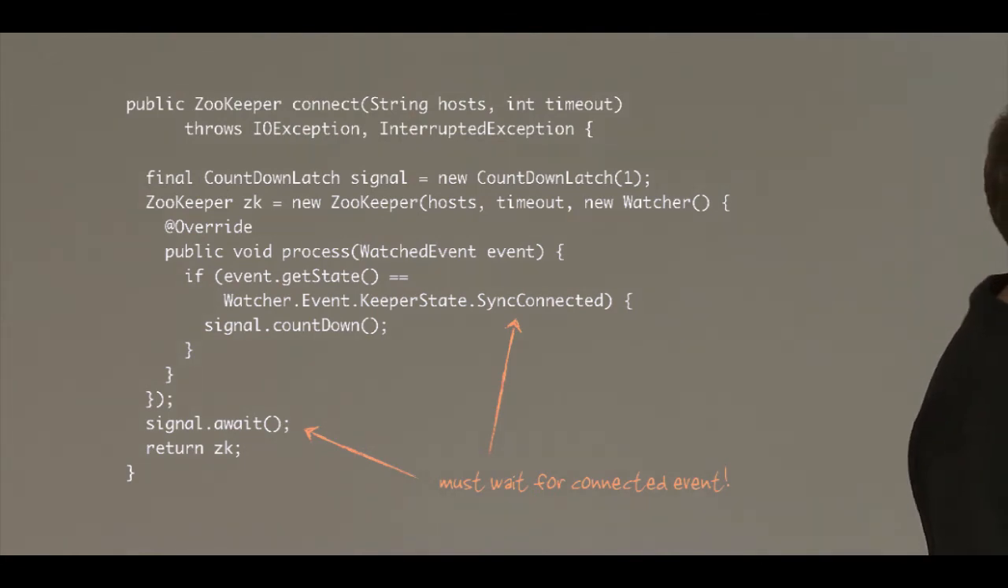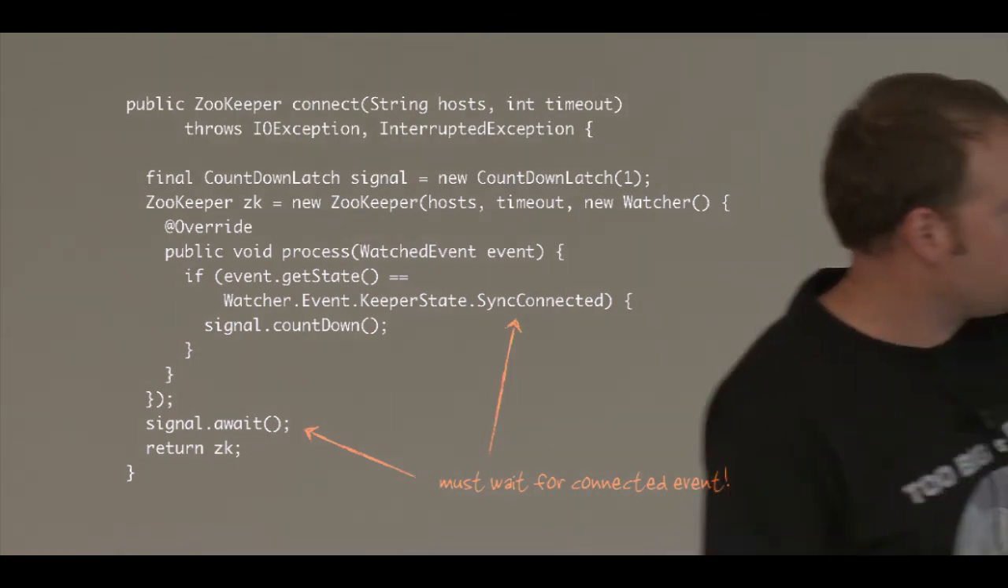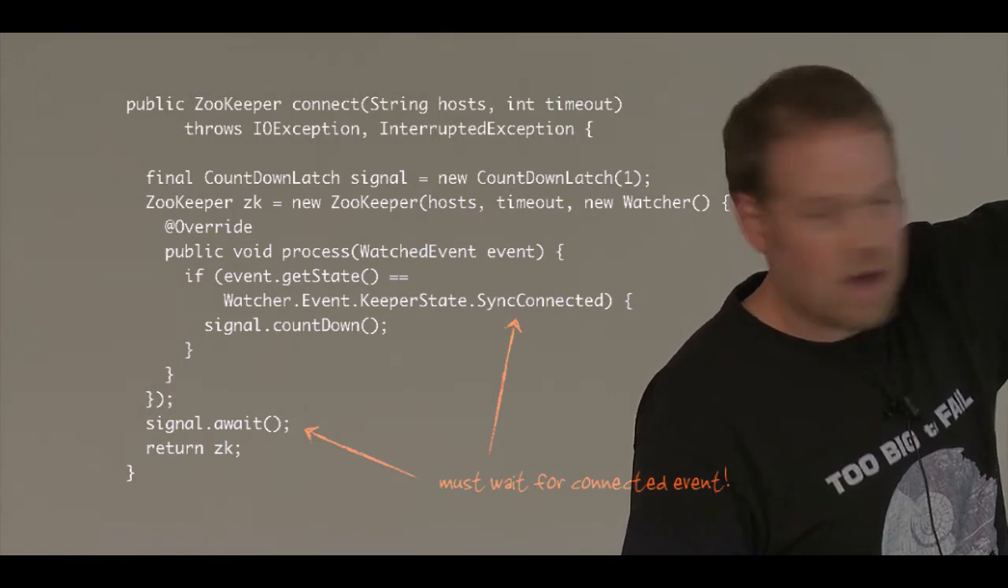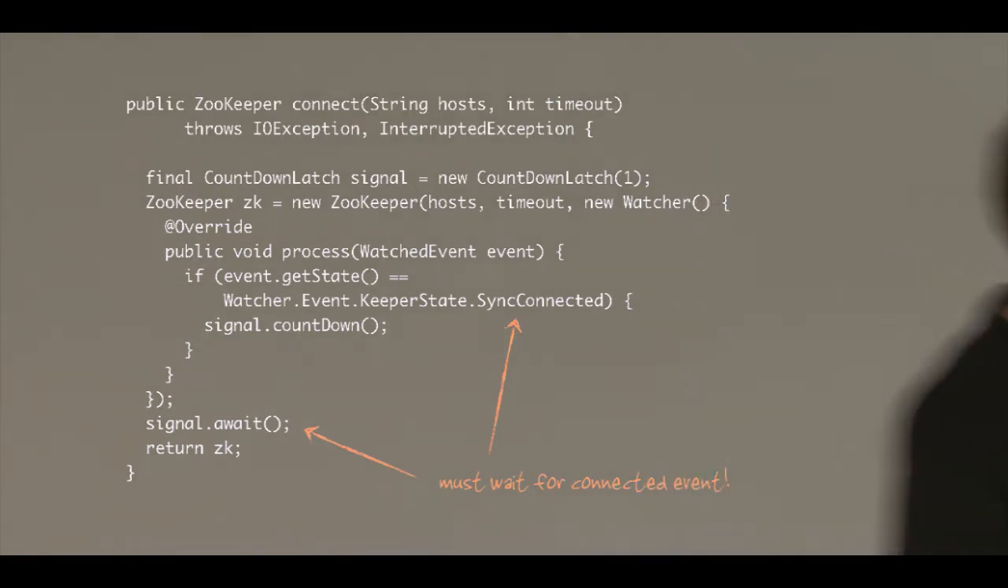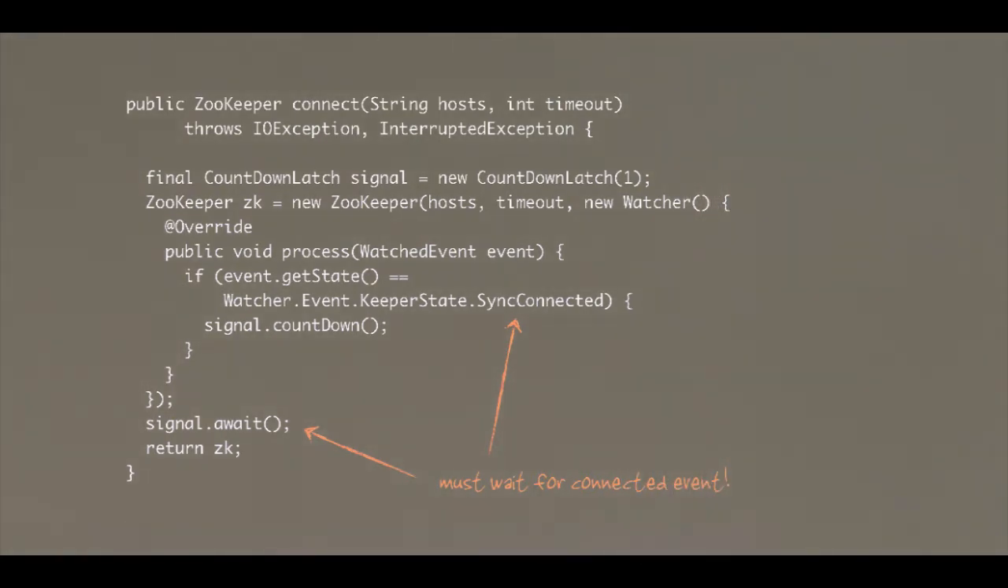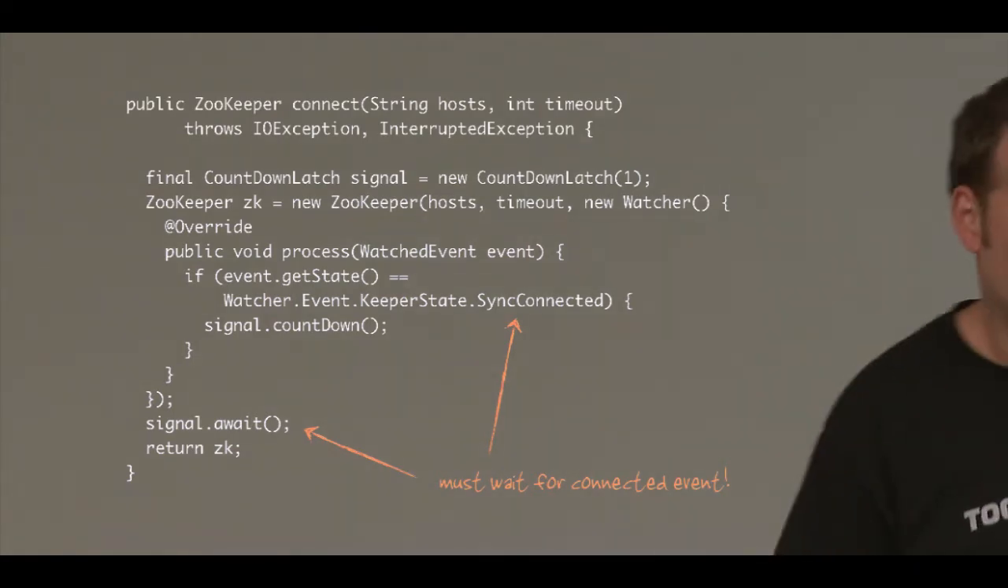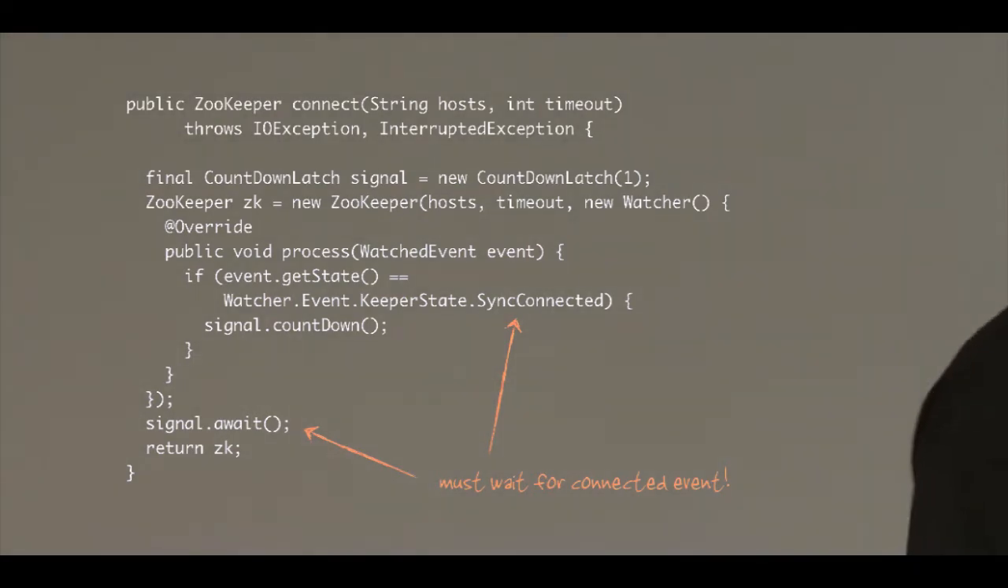So connect. I've written a little connect method here. I'll come back to the countdown latch and why that's there. So create a ZooKeeper: ZooKeeper zk equals new ZooKeeper. We pass it the host, which is basically a string that consists of all of the different servers in your ZooKeeper cluster. You give it a session timeout, and then you give it something called a watcher, and that watcher is going to watch for events. You create that, but nothing's actually executed. You just have an object.